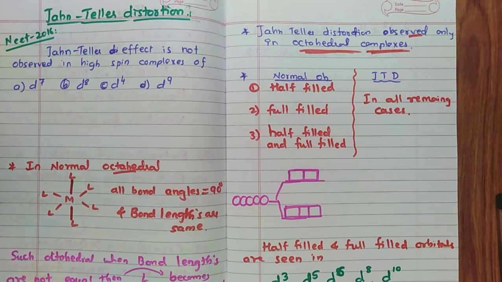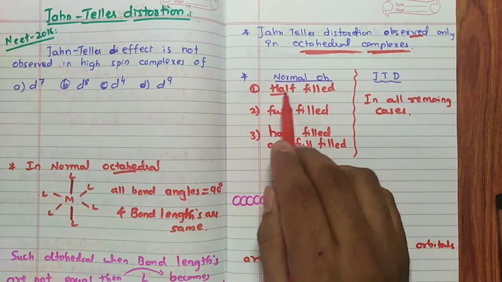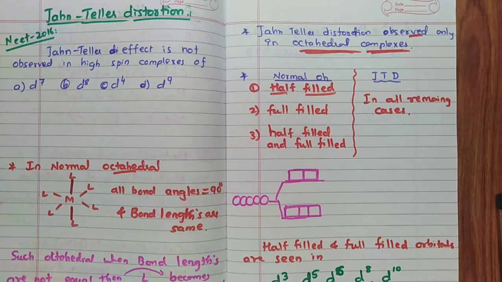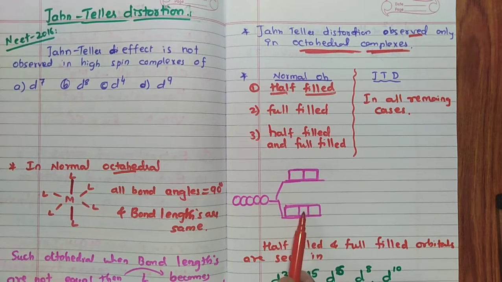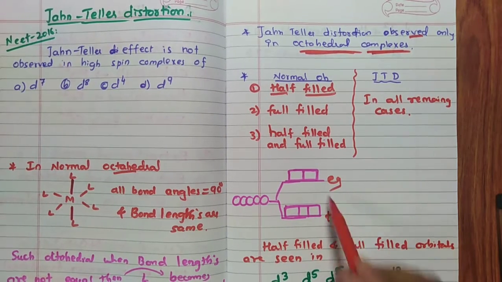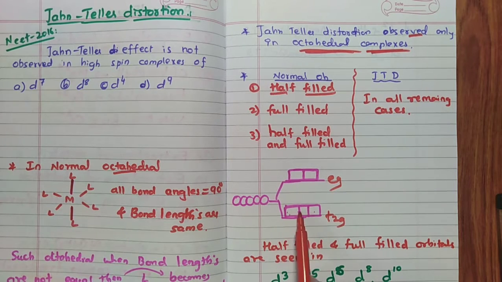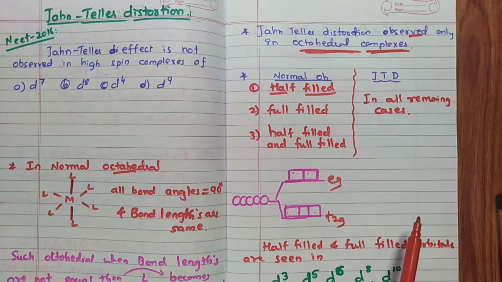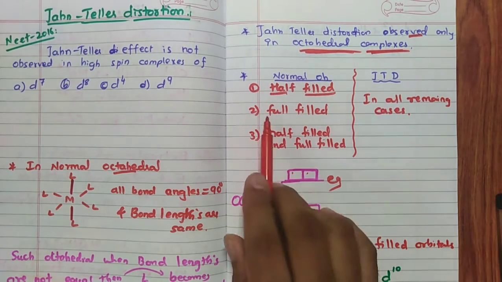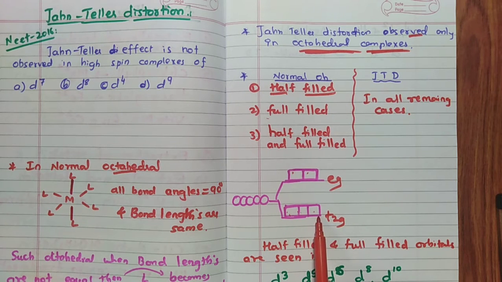Now you will see in which case it is normal octahedral and in which case Jahn-Teller distortion. Very easy to remember. It is normal octahedral when it is half filled. The possibilities: t2g 1, 2, 3 is half filled, and eg 1, 2 also; 1, 2, 3, 4, 5 is also half filled. Half-filled configuration does not show Jahn-Teller distortion. Full-filled configuration, 1 to 6 or 1 to 10, is fully filled, so you will never see Jahn-Teller distortion.